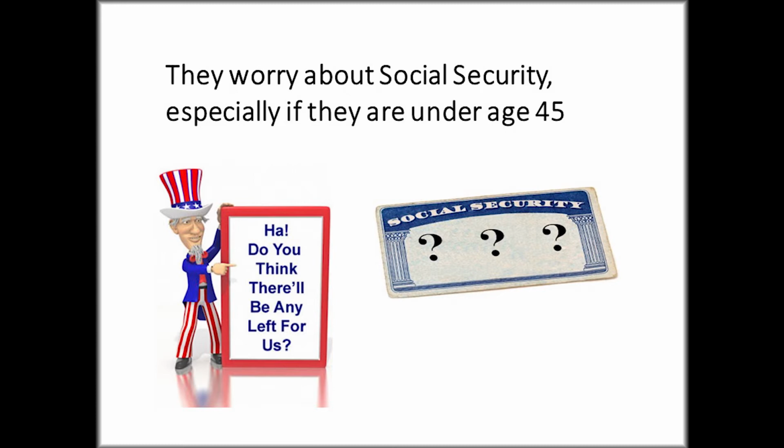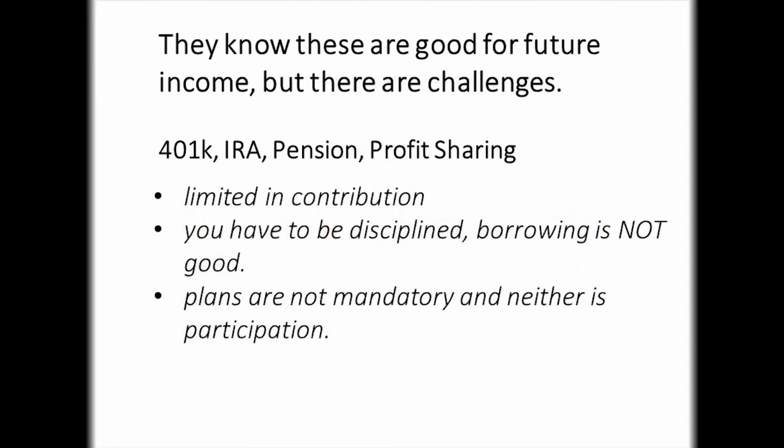So the question that most people under 45 ask is whether or not Social Security is actually going to be there. But Social Security is one of the things that many people do count as part of their retirement resources. There are other things that you can do for future income, but there are challenges. When you work in a firm that has a retirement plan, it may have a 401k plan, a pension plan, a profit-sharing plan, or you individually may have your own IRA plan.